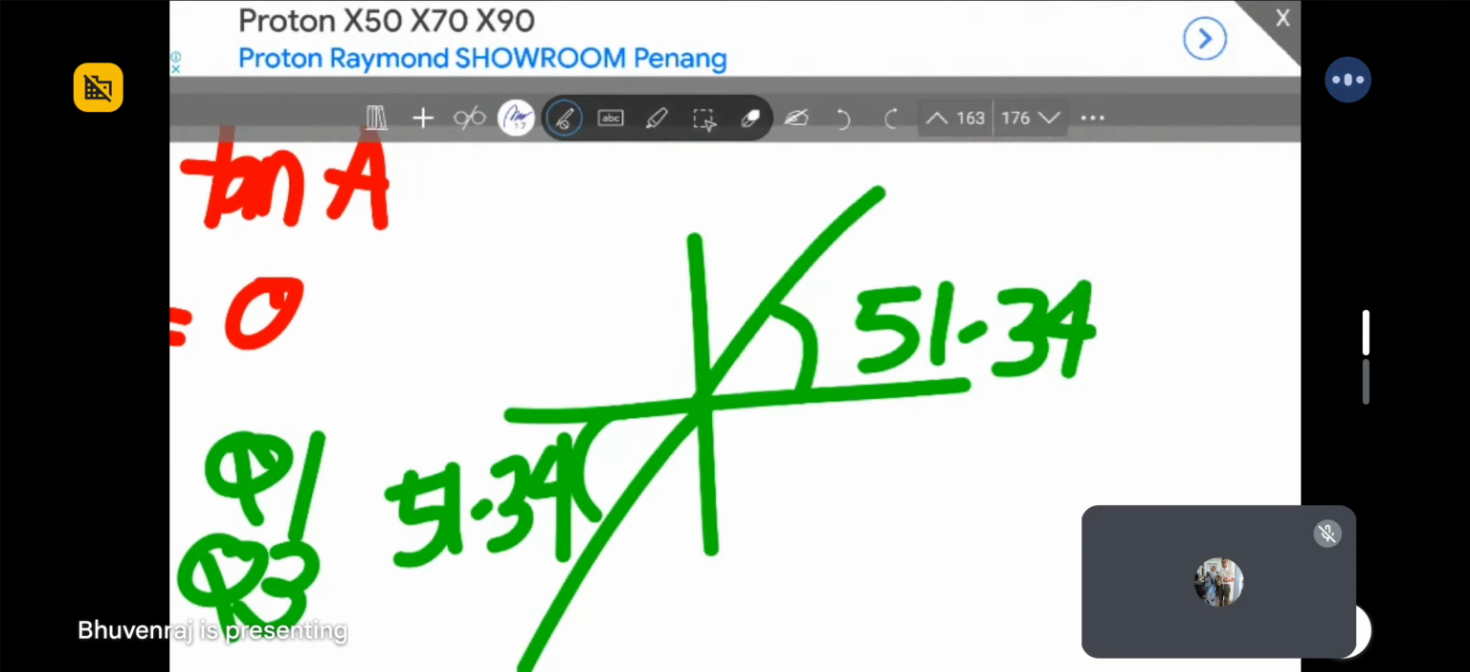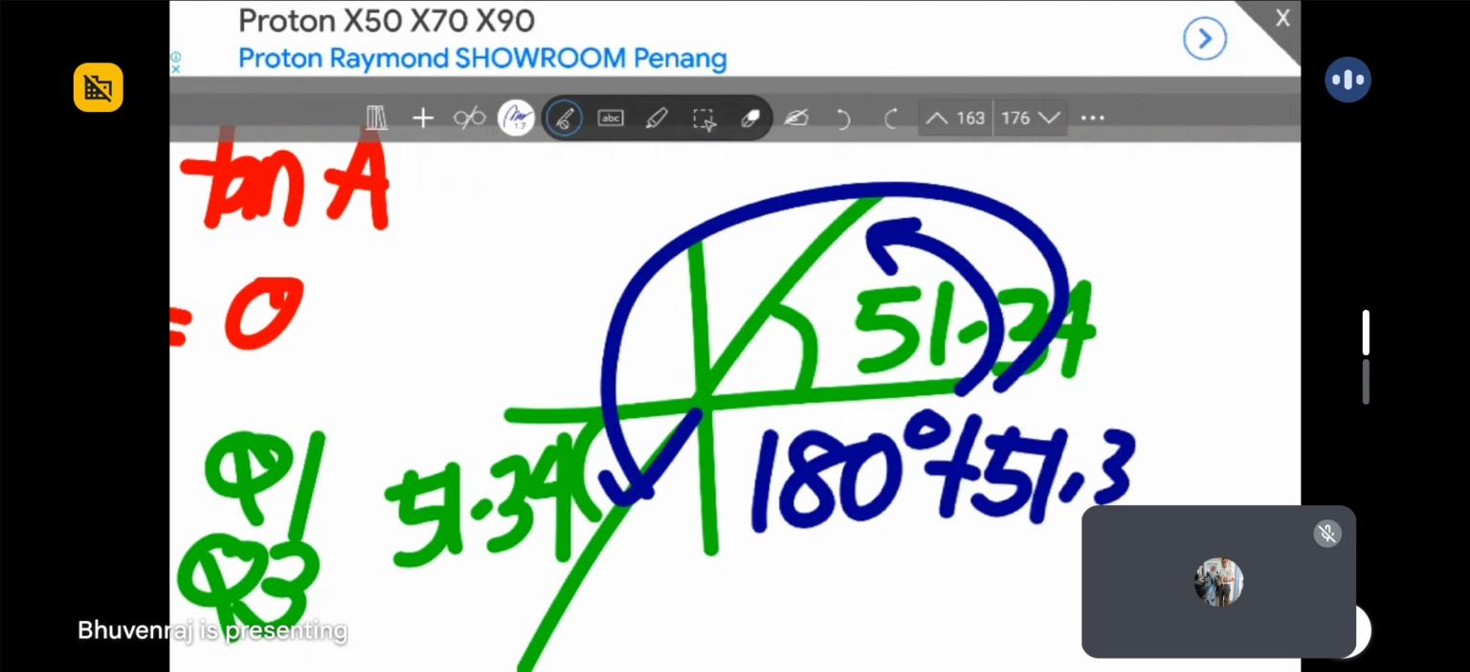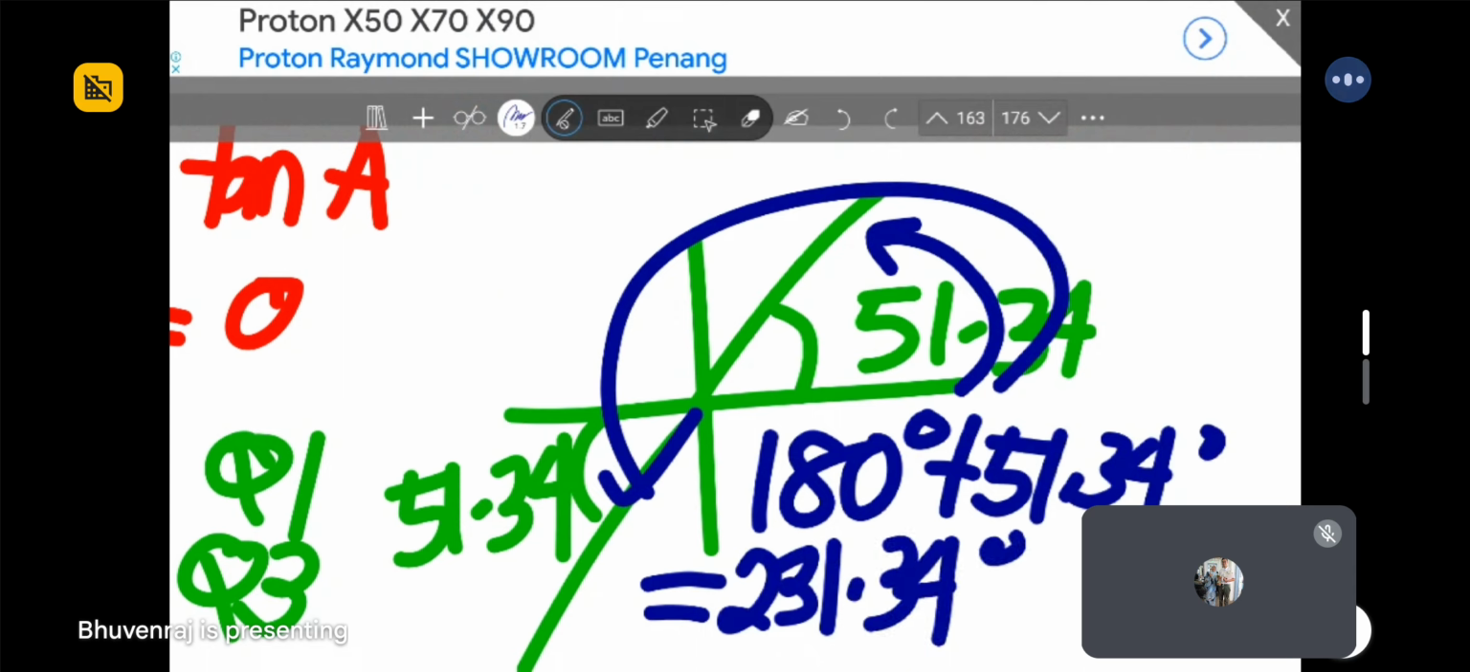You must think and see. The first angle is 51.34. The second angle is 180 plus 51.34. So 180 plus 51.34, nilai ni sebenarnya akan jadi lebih daripada julat. You will get an answer greater than your range, which is 231.34. So definitely we cannot accept this answer. Tak boleh terima yang ni.